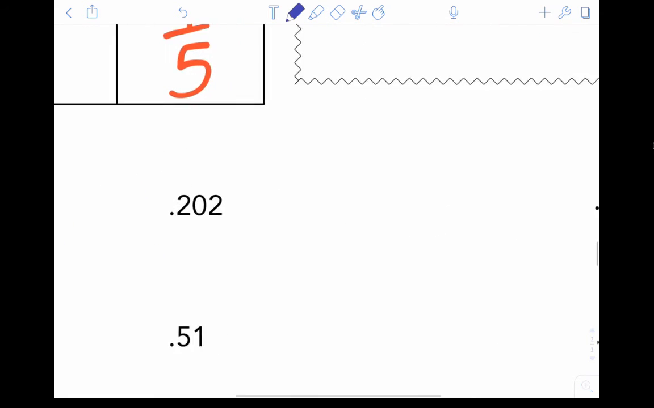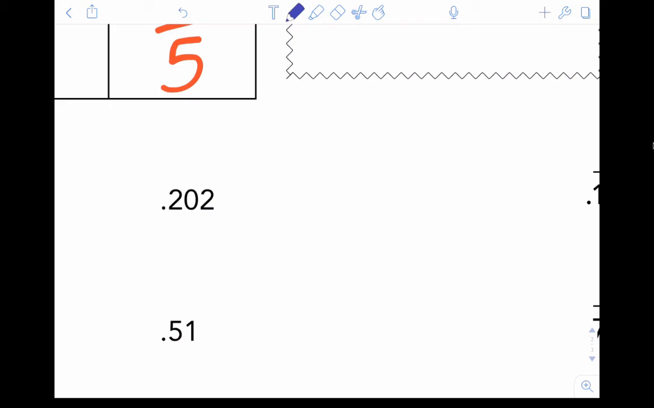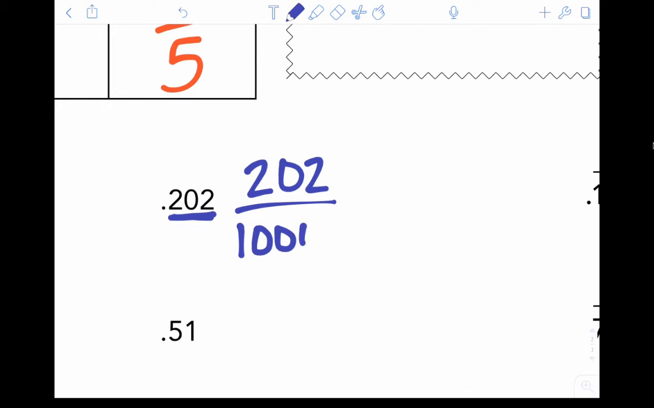The next problem is 0.202. I'm going to notice that there are 3 numbers after the decimal, which means that my numerator is just 202, and my denominator is going to have 3 zeros in it.